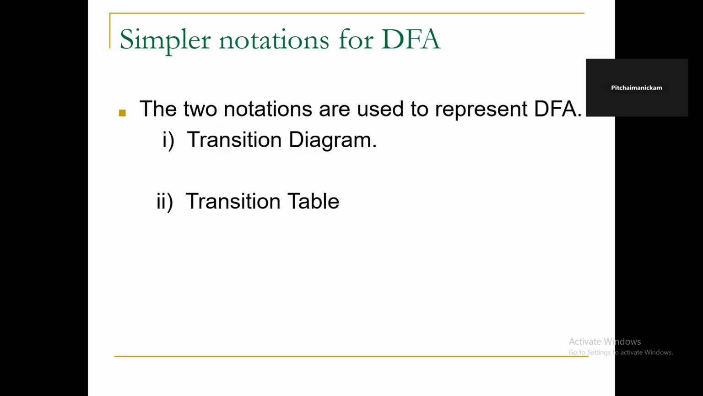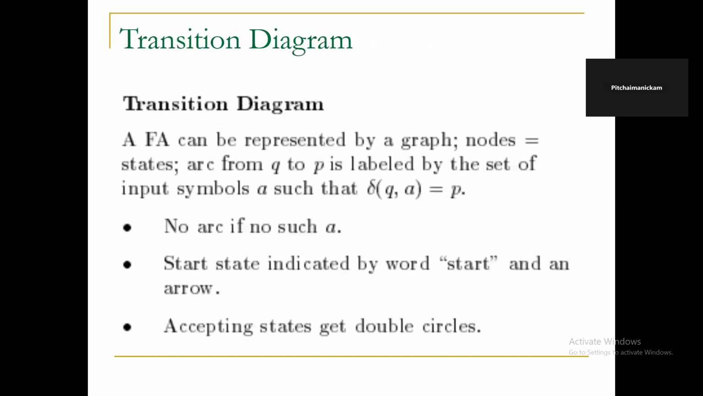There are two notations used to represent the DFA. One is the transition diagram, another is the transition table. What is meant by a transition diagram is that the finite automata can be represented by a graph. The nodes are considered as states. The arc from q to p is labeled by the input symbol, so δ(q, a) is equal to p. Everything is represented in the graph, with the input flowing from one state to another state. If there is no arc, it means there is no such input a.